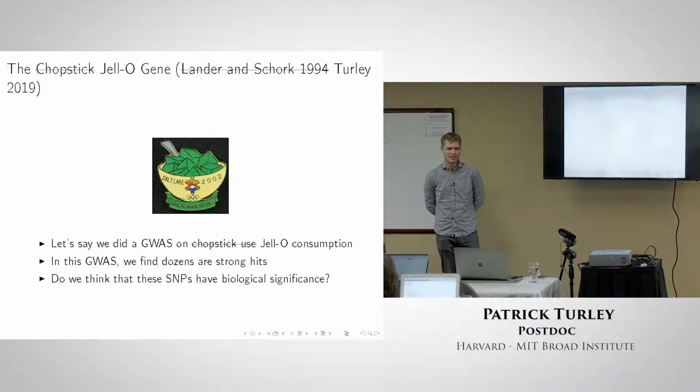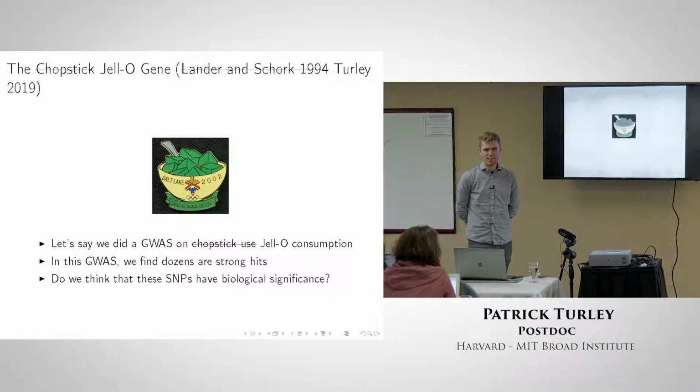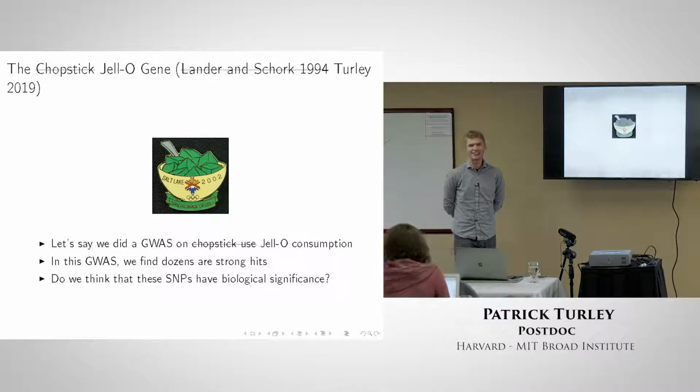example of stratification, there's a 1994 paper called the chopstick gene. I'm going to change it a little bit. So I'm from Utah. And Utah has the highest per capita Jell-O consumption in the country. And I fit right in. I love Jell-O. And I love it so much that, let's say I decide that this is more than just environmental. There must be some biological underpinnings to how much I love Jell-O. And so I'm going to do a GWAS, okay?